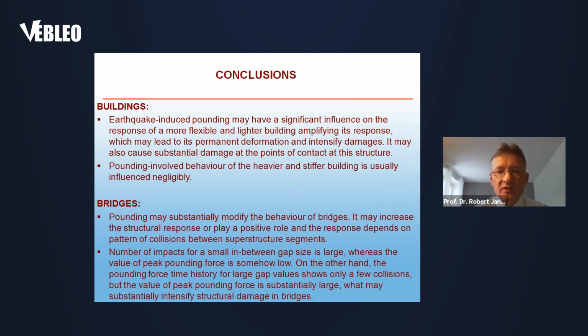In the case of bridges, pounding may again substantially modify the behavior of such structures. It may increase the structural response, but it may also play a positive role, depending on the pattern of collisions between superstructure segments. The number of impacts for a small gap size is large, whereas the value of peak pounding force is somewhat low. On the other hand, when we make the gap larger, there will be only a few collisions, but the value of the peak pounding force may be substantially large, which may intensify structural damage in bridges.